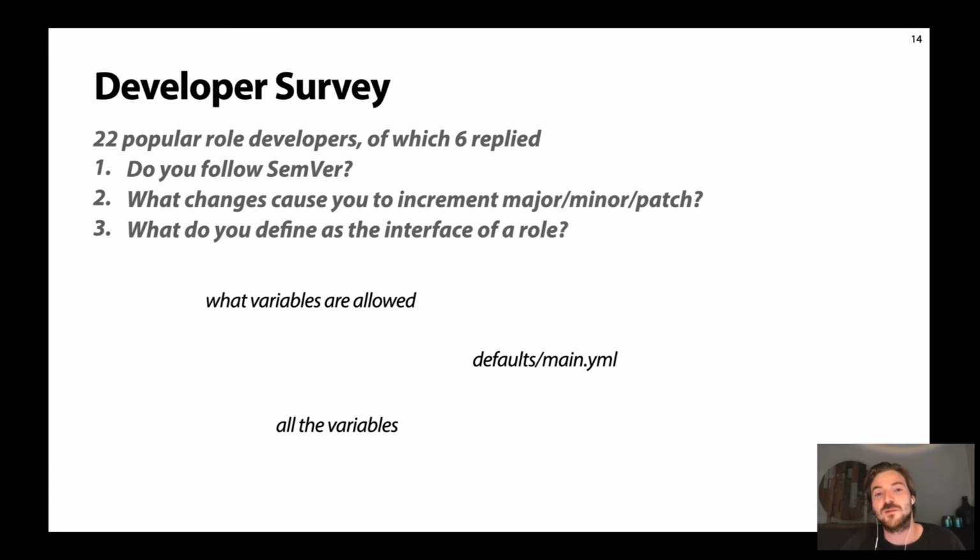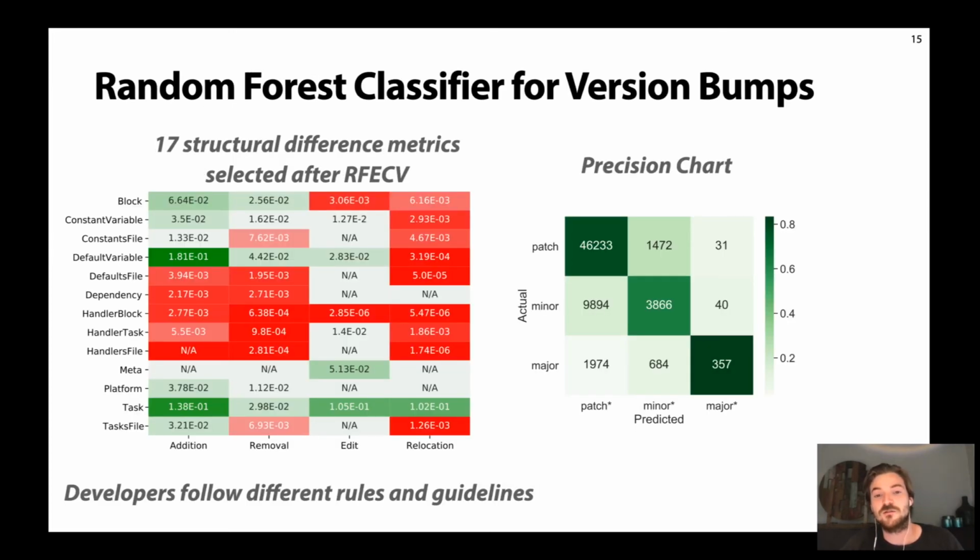Finally, we asked the developers what they think the interface of a role would be, and they all unanimously agreed that it is the default variables that a role accepts. Finally, to confirm these findings, we trained a random forest classifier to predict the applicable version bump given the structural difference metrics that we extracted earlier.